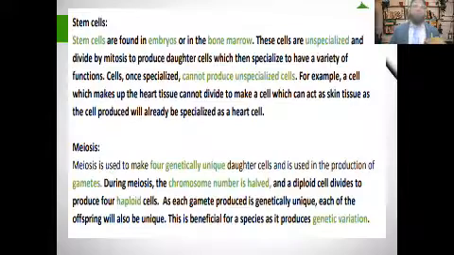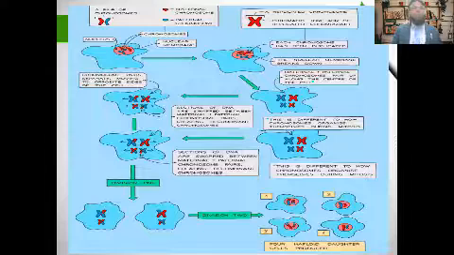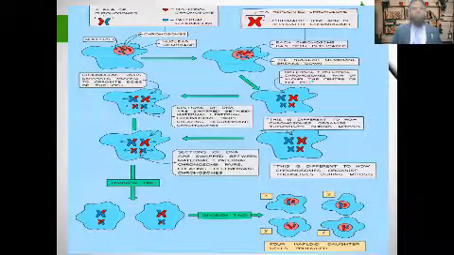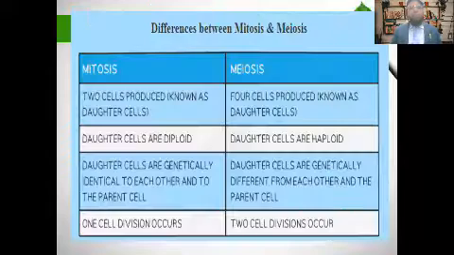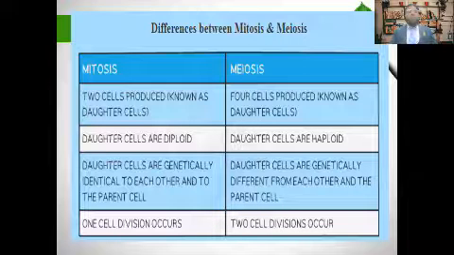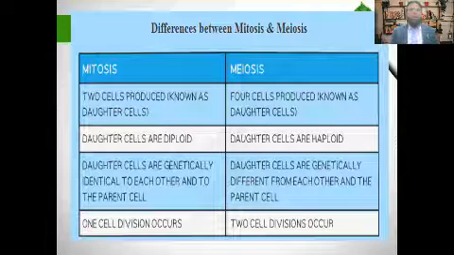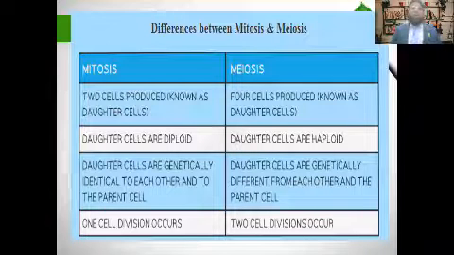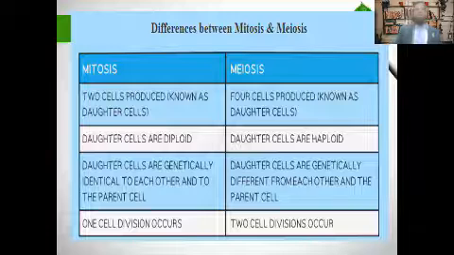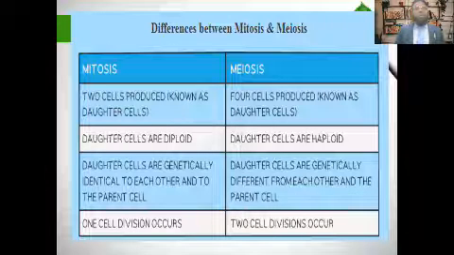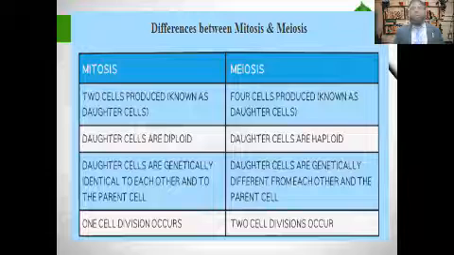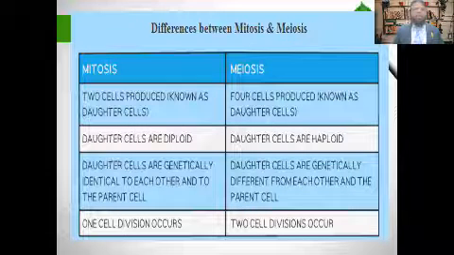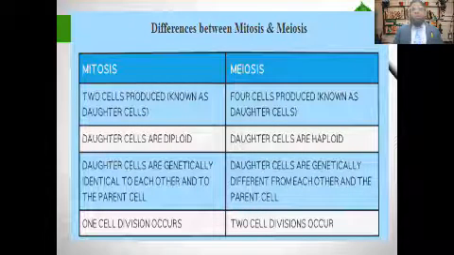In mitosis, there is a process of growth and repair, and meiosis is a process of formation of gametes. As you can see here in the diagram, whatever we have discussed can even be seen in the diagram. Now come to see the difference. In mitosis, two cells are produced, known as the daughter cells, and in meiosis, four cells are produced. In mitosis, daughter cells are diploid, and in meiosis, daughter cells are haploid. In mitosis, daughter cells are genetically identical, but in meiosis, daughter cells are genetically different. In mitosis, one cell division occurs, and in meiosis, two cell divisions occur.